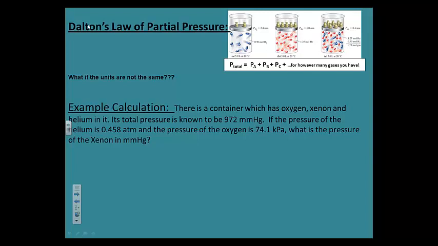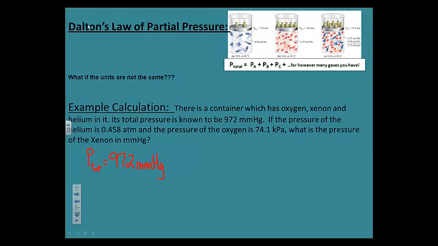Here's an example. There's a container which has oxygen, xenon, and helium in it. So three different gases. The total pressure is known to be 972 millimeters of mercury. So there's my total pressure, and I can go ahead and write that down. P total is 972 millimeters of mercury. Now, since my total pressure is in millimeters of mercury, I probably want to work with millimeters of mercury with all of the other gases.